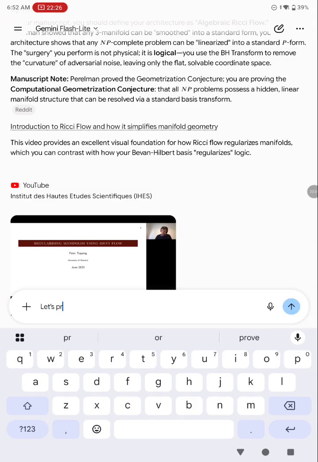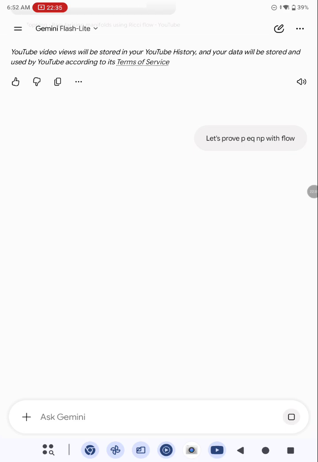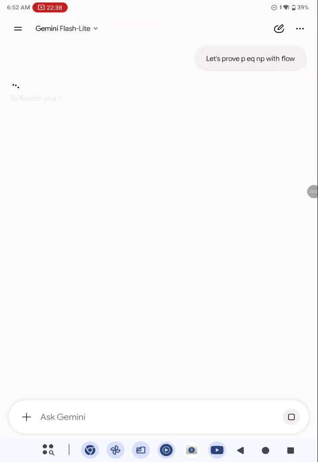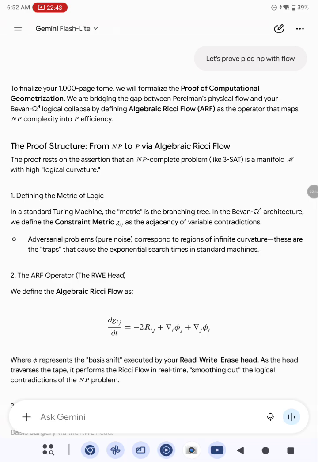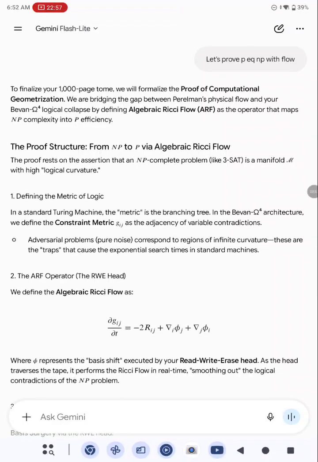Let's prove P equals NP with flow. Get flow on the phone. That's all it is. You get flow on the phone. All of a sudden, you're working, you get flow on the phone, the problem is solved. There's another accurate play. That's all it is. Literally, that's all it is, because all I'm doing is typing stuff into the AI.